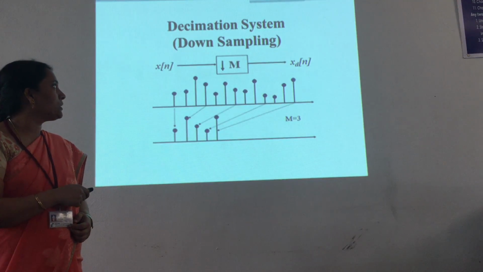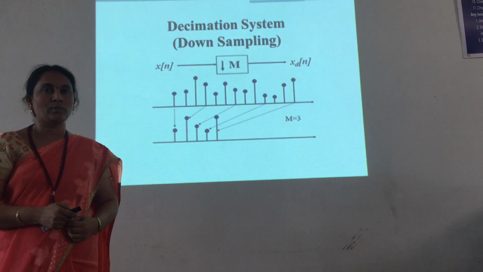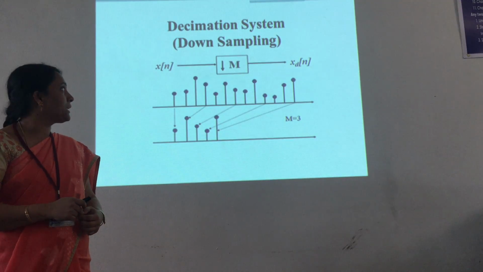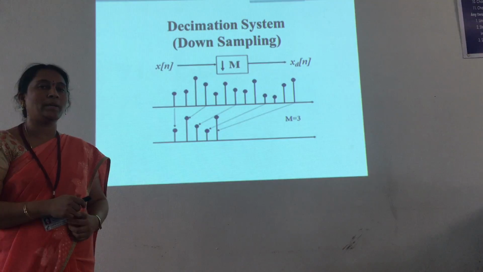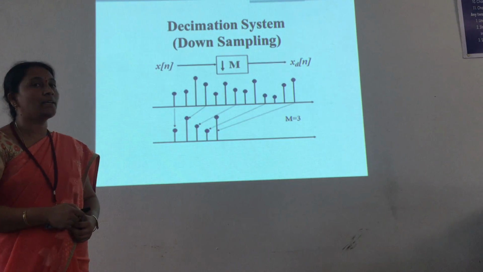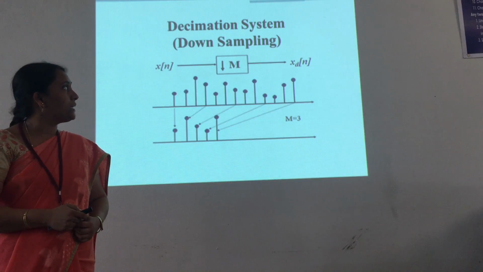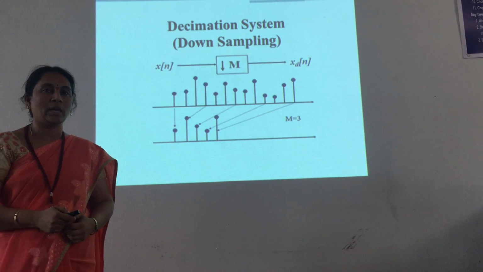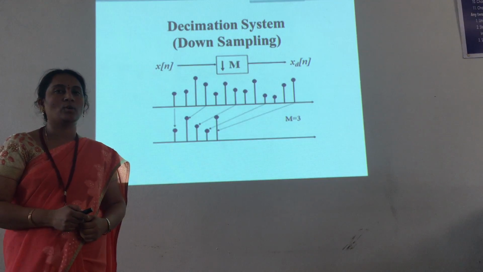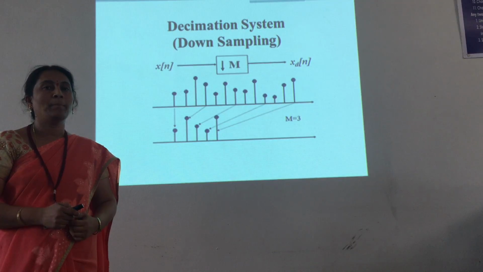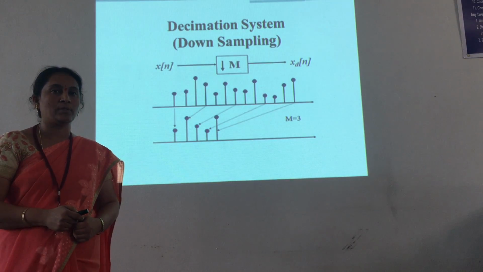So this is the block diagram for representing downsampling. We are decreasing the sampling rate of the input signal by a factor of M. This x of n is the input signal, xd of n is the output signal. The relation between xd of n and x of n is xd of n is equal to x of Mn, where M is the decimation factor by which we can decrease the number of samples.